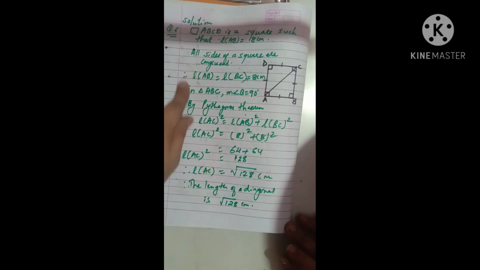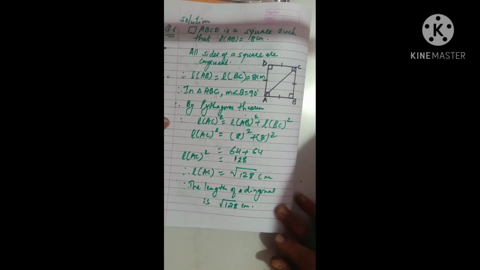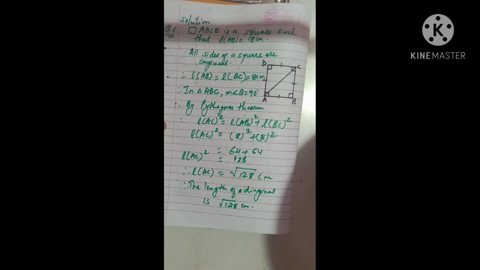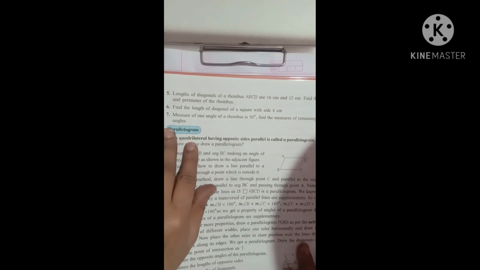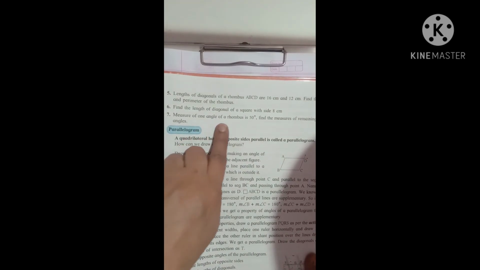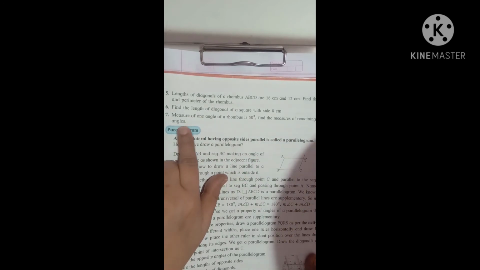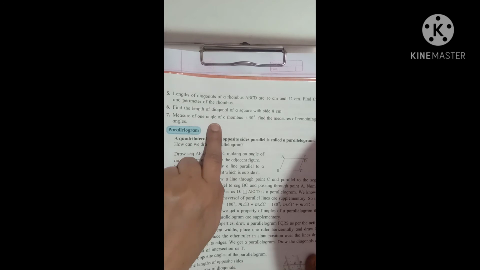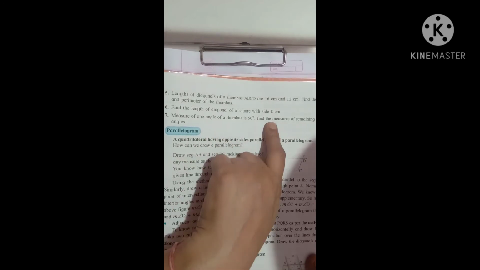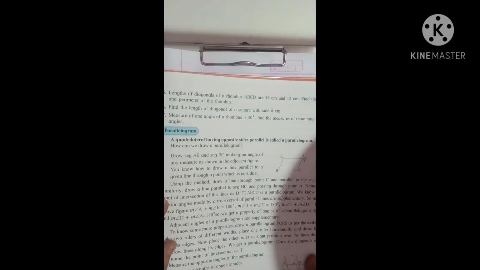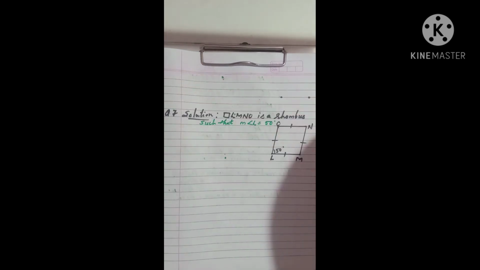Children, writing all these steps is very important, and it is also a practice for higher classes. Now let's see the 7th question, last question. Measure of one angle of rhombus is 50 degree. Find the measures of the remaining angles. Okay, so measure of one angle is given 50 degree, and we have to find the measures of the remaining angles.